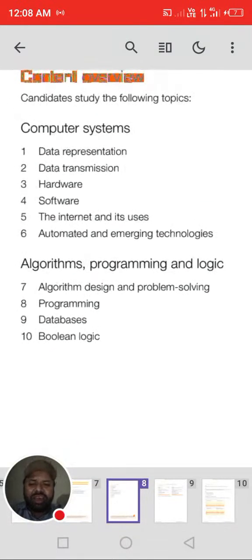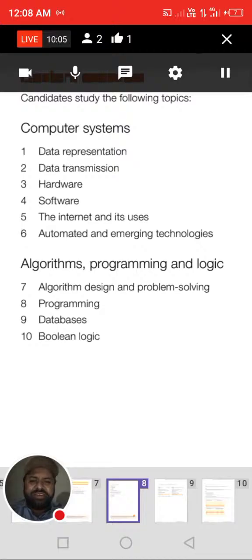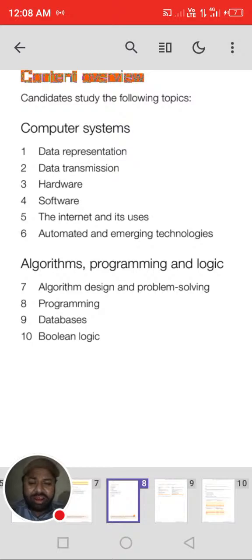Then fifth is the internet and its uses. The mother of networks is the internet, and we will study it, and we will see all the concepts covering the O level 2210 subject, according to our exam preparation.